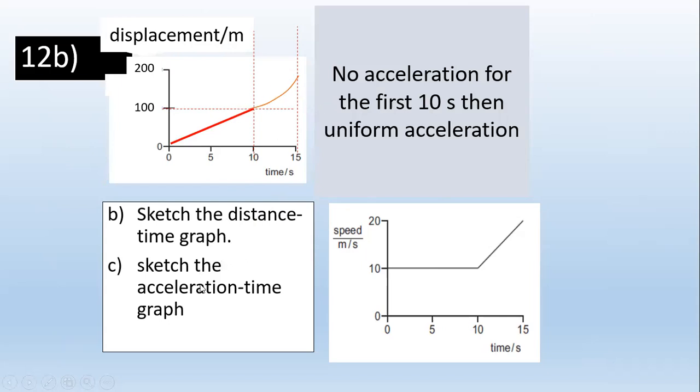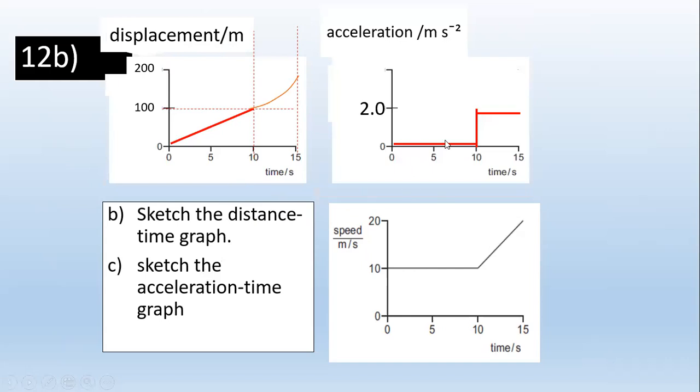Then sketch the acceleration time graph. Right? No acceleration, zero acceleration. And this part there, uniform acceleration. So it's a horizontal line. Right? You calculated 2, so we just write 2 there.